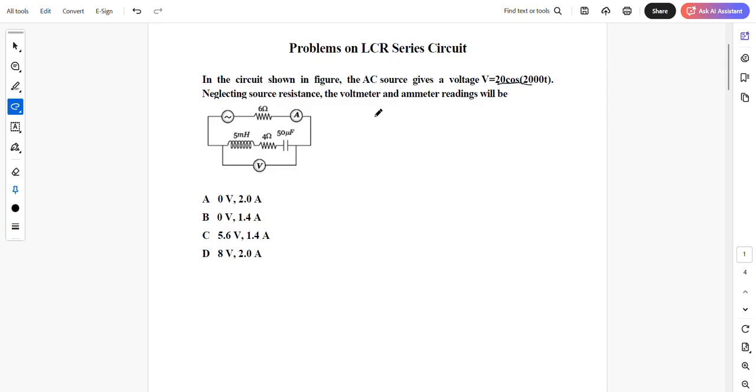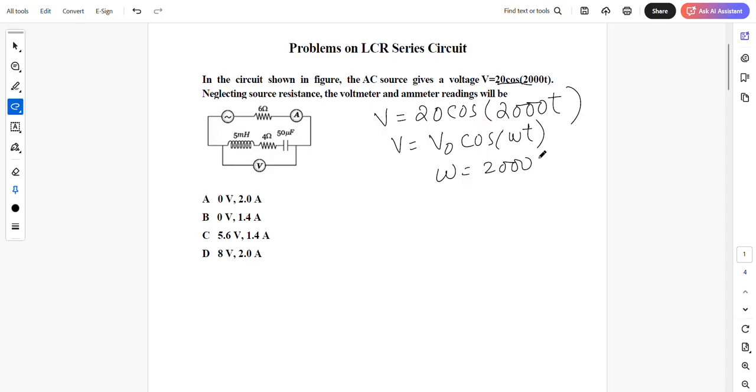The value of the supply voltage is V equal to 20 cos of 2000 t. I can compare this with V equal to V naught cos of omega t. How much is omega? Omega is equal to 2000 radians per second. Now what you have to calculate is the current, I equal to how much? That is the voltmeter reading and ammeter reading. The ammeter reading gives I. The voltmeter reading gives V equal to question mark.